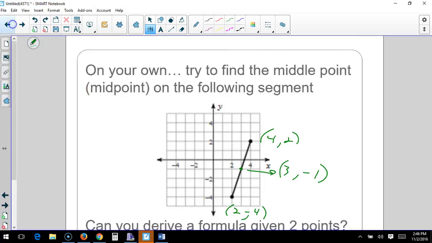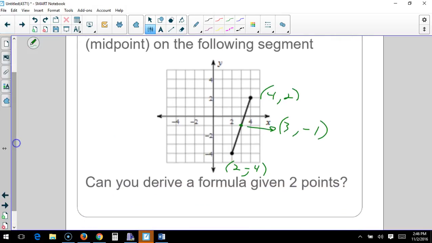So let's go back. Let's see if your estimate and my estimate were correct. 4 plus 2 divided by 2, and 2 plus negative 4 divided by 2. 6 divided by 2, and negative 2 divided by 2. That's 3, negative 1, bingo.